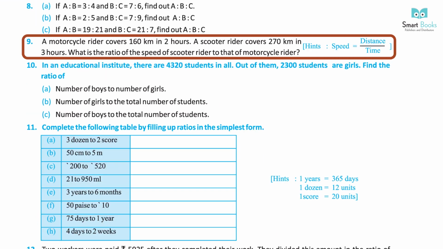Question 9. A motorcycle rider covers 160 km in 2 hours. A scooter rider covers 270 km in 3 hours.